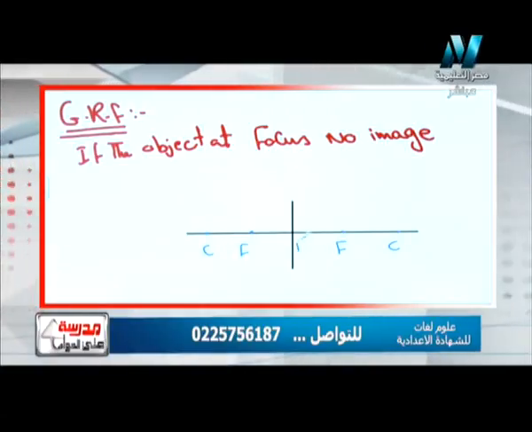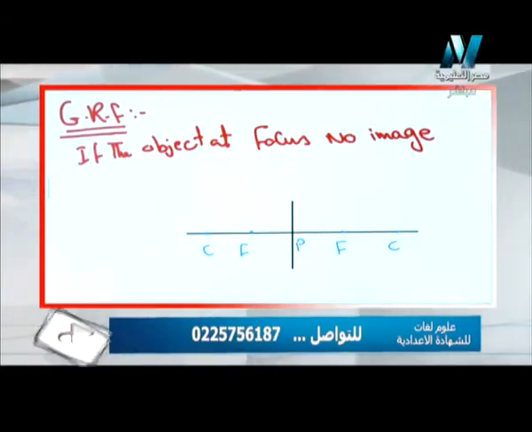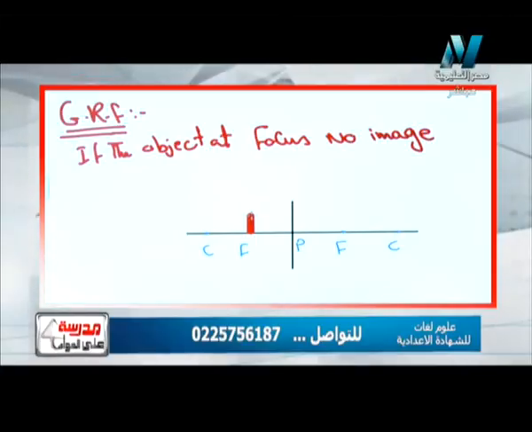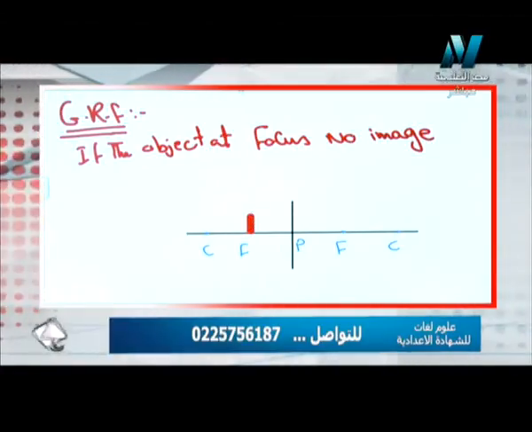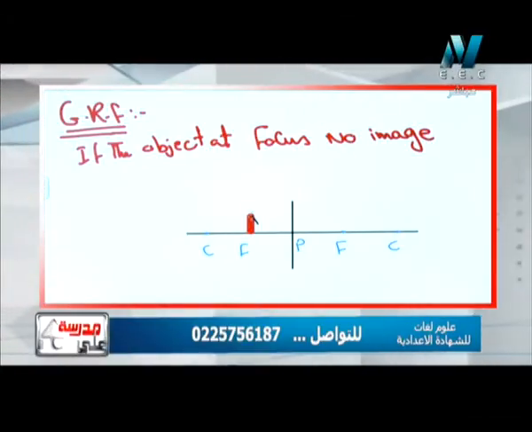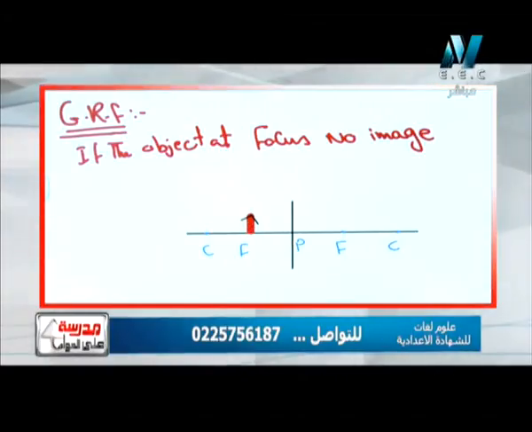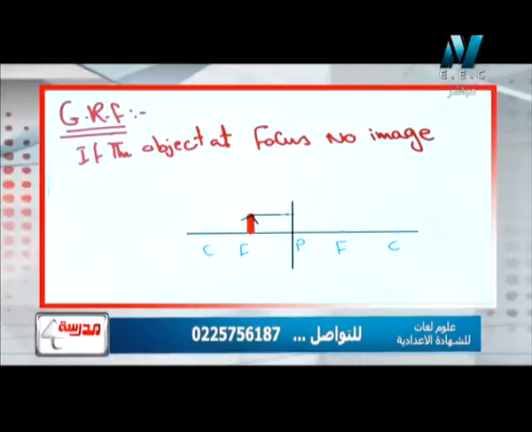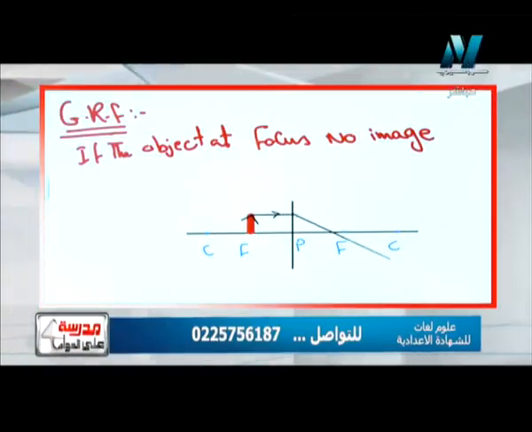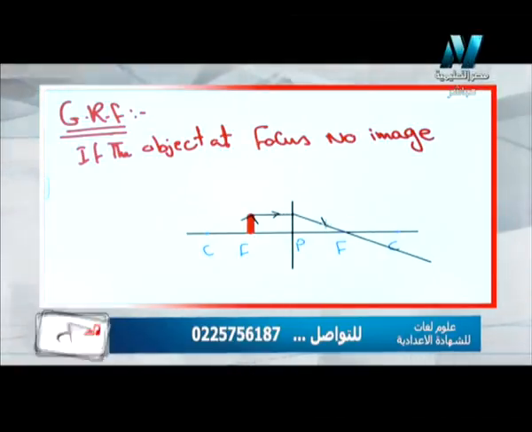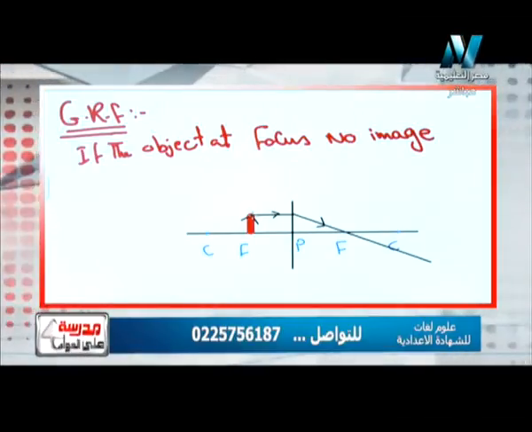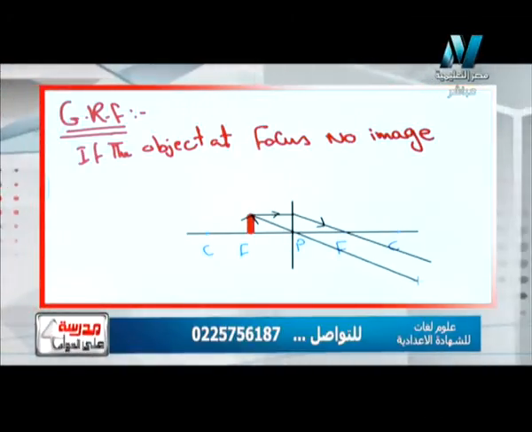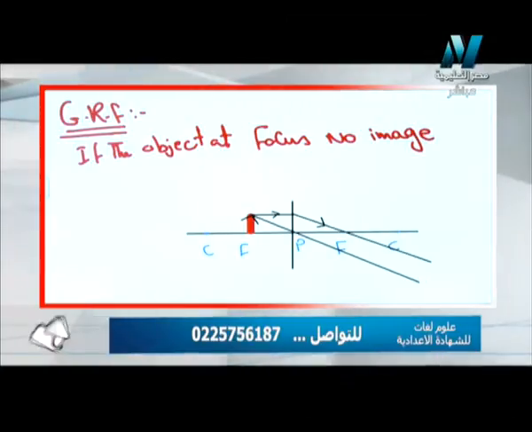Here we have the optical center. So we have an object at focus here. Object at what? At focus. So no image. Why? Because we will apply rule number one. Rule number one: a light ray parallel to the principal axis refracts through focus. And we apply rule number three: a light ray that passes through the optical center.